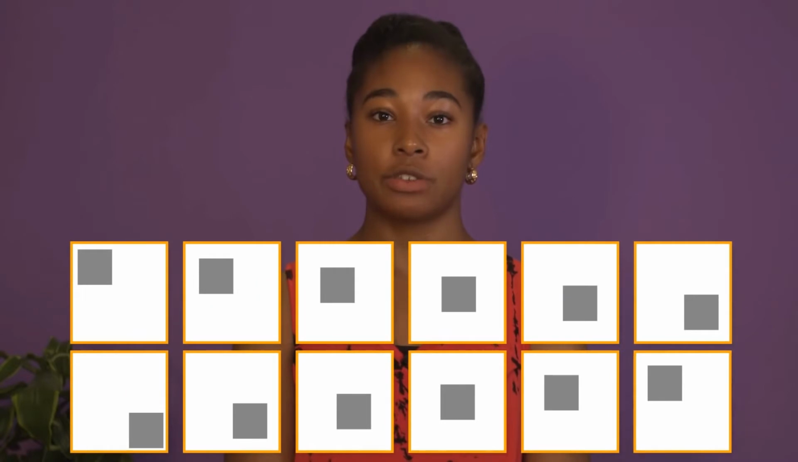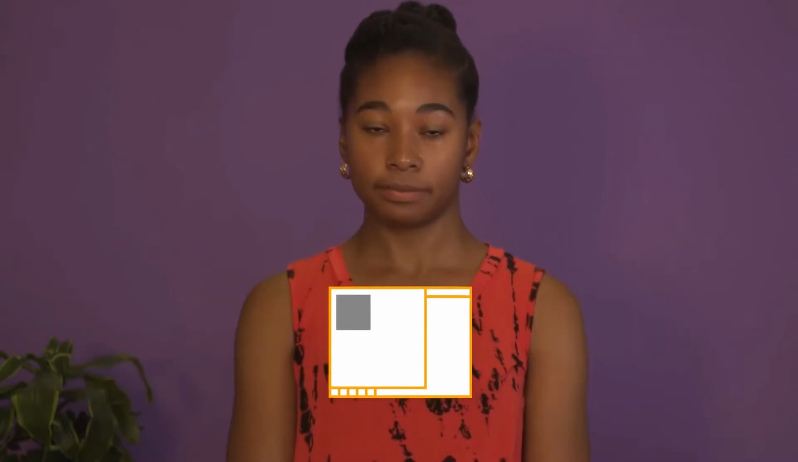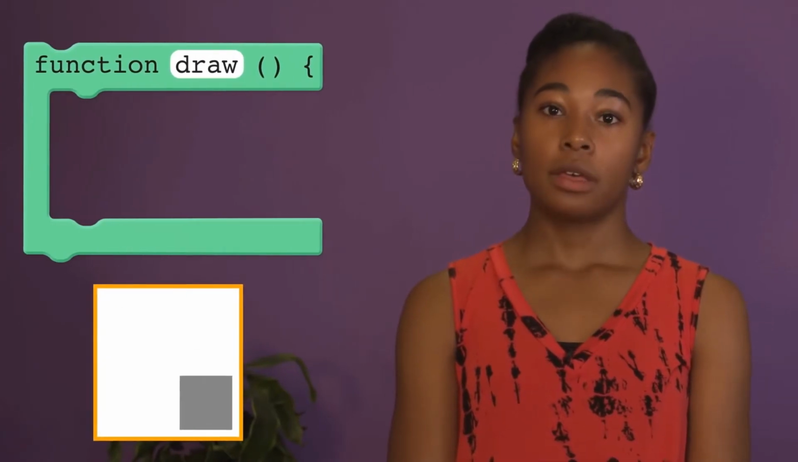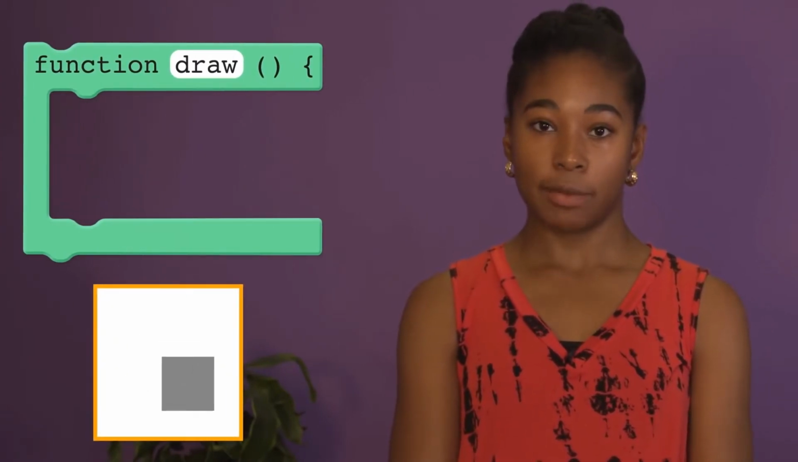But that's like a flipbook with only one page. To create real animations, we need to be able to string these pages of the flipbook together. In GameLab, we'll do this using the draw function. The draw function is special in GameLab.